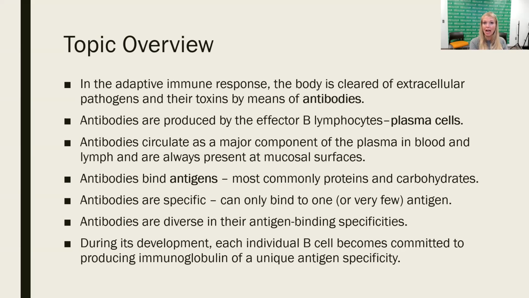And so we'll look at how a plasma cell comes to be. We kind of touched on that during hematopoiesis, but we'll dig into that a little bit more. And we'll look at where antibodies are located. We'll find that they're located pretty much everywhere. They're a major component of the plasma circulating throughout the blood. They're always present on mucosal surfaces. And then we'll look at what an antibody interacts with.